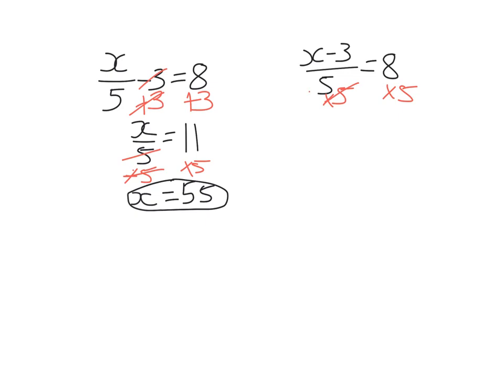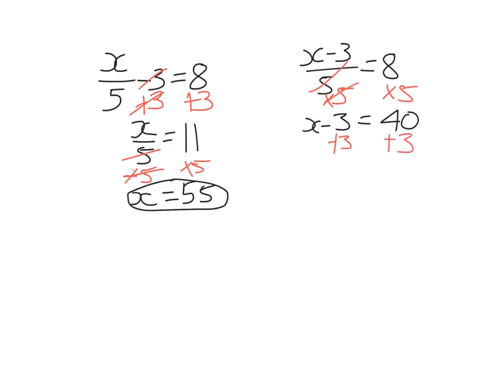So times 5 and divide 5 undo each other. On the left-hand side, I'm just left with x minus 3. On the right-hand side, I have 8 times 5 is equal to 40. So now I'm going to undo subtracting 3 by adding 3 to both sides.